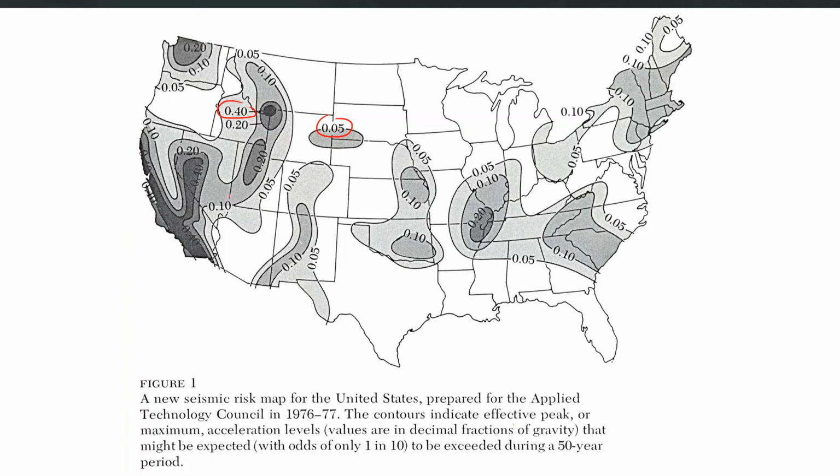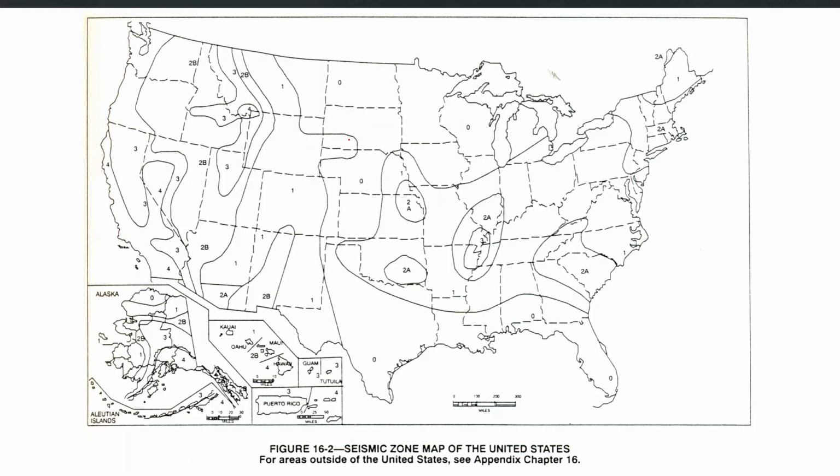So these zones are also developed based on the values of the expected peak ground acceleration conforming to a particular hazard definition. So this is the seismic zone map of the US, and it is developed based on the PGA values. So now the country is divided into zone 0, zone 1, zone maybe 2A and 2B. Here you can see 2A and 2B, then 3 and 4.